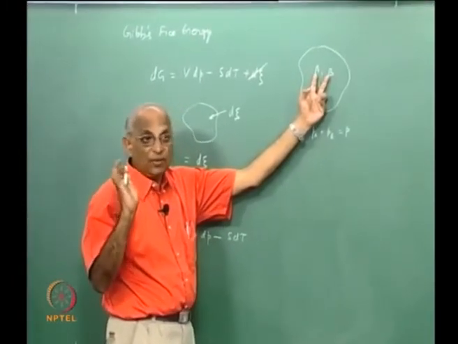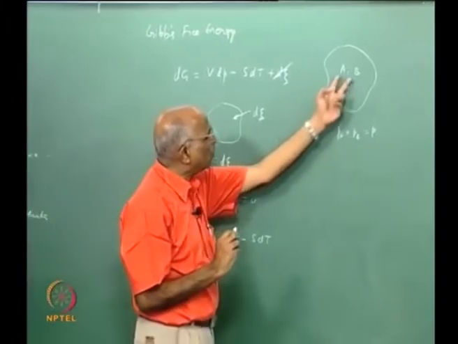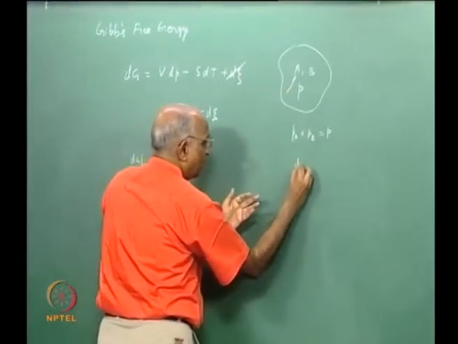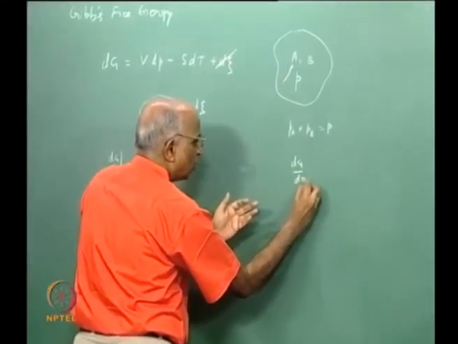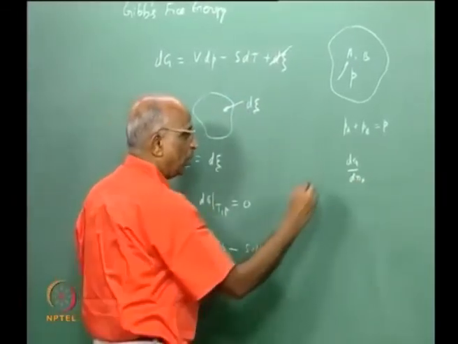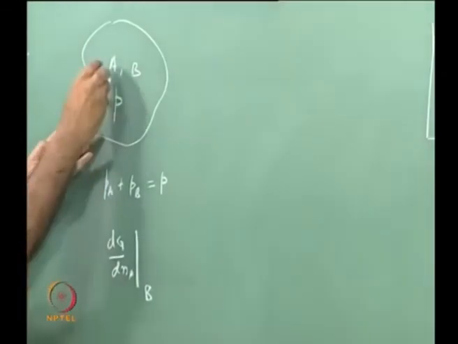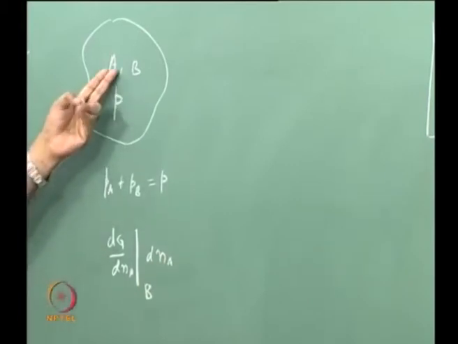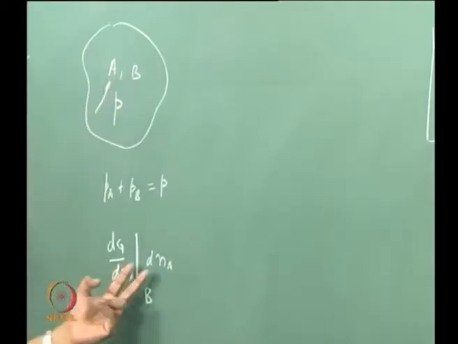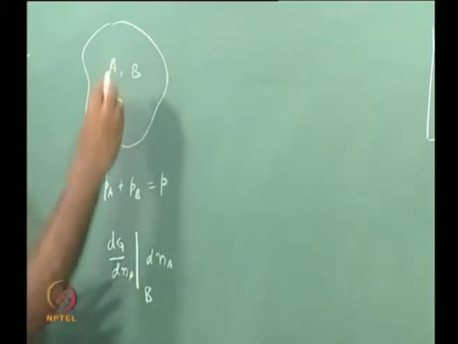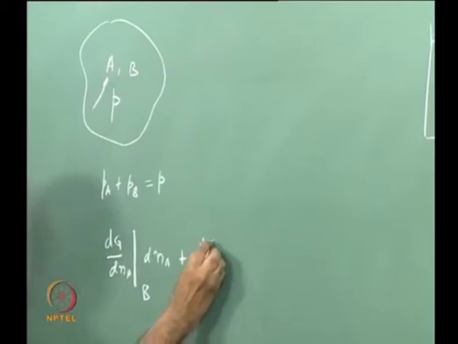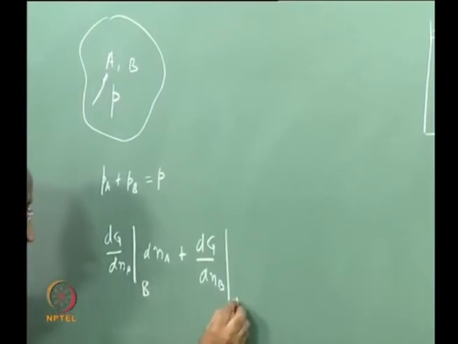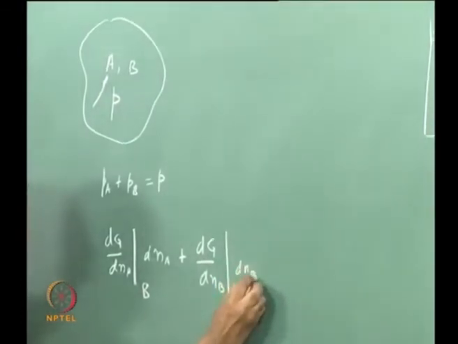I have still not defined equilibrium, mind you, and therefore now I say when I have a two component gas, the moment I put more of A, I am going to change the value of dG by the number of moles of A I am putting, keeping B constant. I put dNA moles, and therefore the change in Gibbs free energy when I add dNA moles of A keeping B constant, I can write this way, and similarly I put some moles of B in this, I can write dG by dNB keeping A constant into dNB over here.